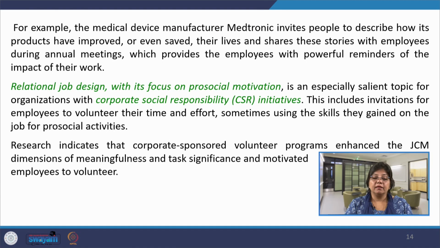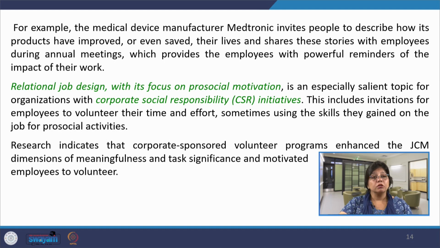For example, the medical device manufacturer Medtronic invites people to describe how its products have improved or even saved their lives and shares those stories with employees during annual meetings. That means that work has a major impact on the life of the people outside the organization and is contributing to the well-being of the customers and the organizations.